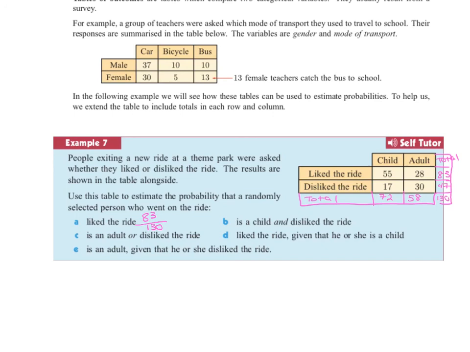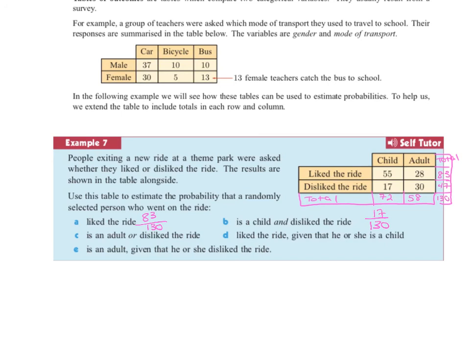Is a child and disliked the ride. So the probability that they are a child and disliked the ride. Well, out of 130 total respondents, 17 of them were children who also happened to dislike the ride.